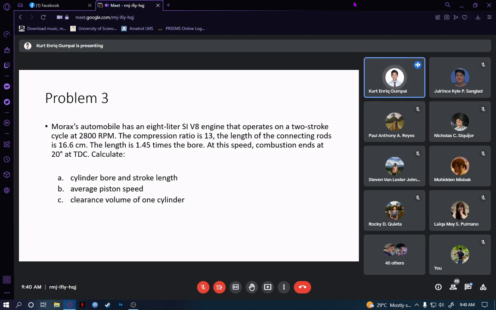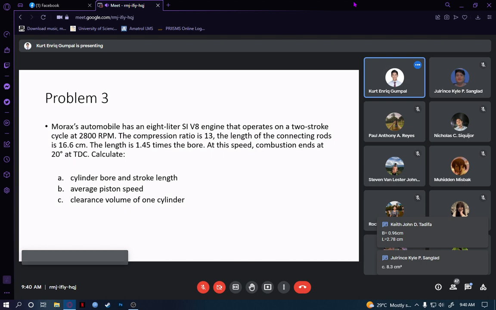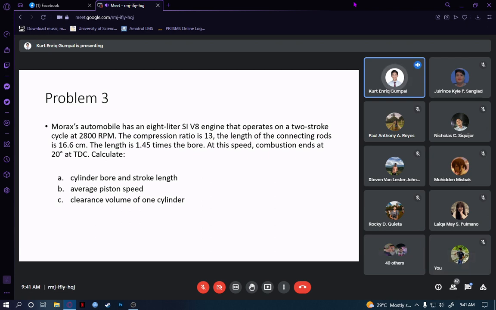Class, please take note. Please be very, very careful. What we are looking for is the bore and stroke. Some of you were only given the bore, or only the stroke. It seems there is a problem in your conversion of units. Some are very big, some are very small. The answer is, your bore is around 9 to 10. Your stroke is around 13 to 14.